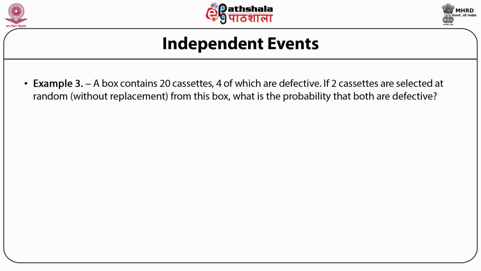Let us define the following events for this experiment. G1 is the event that the first cassette selected is good, and G2 is the event that the second selected cassette is good. D1 is the event that the first cassette is defective, and D2 is the event that the second cassette is defective. We are to calculate the joint probability of D1 and D2: first cassette is defective, second is defective. So this is the probability of D1 times the probability of D2 when D1 has already occurred.